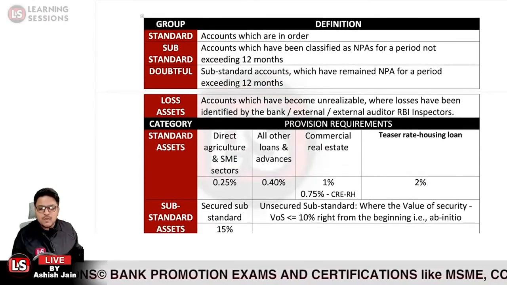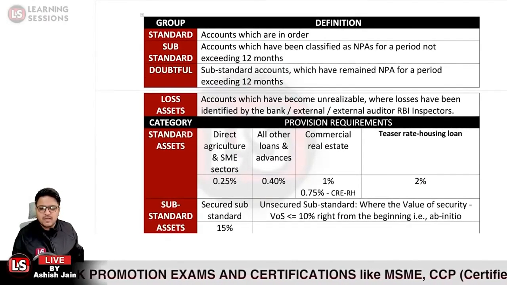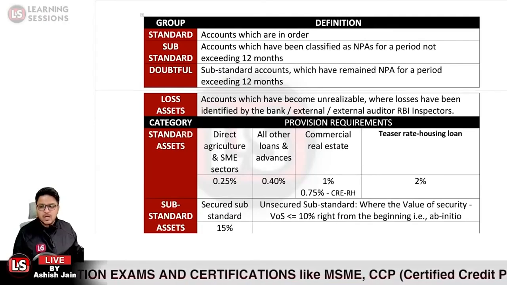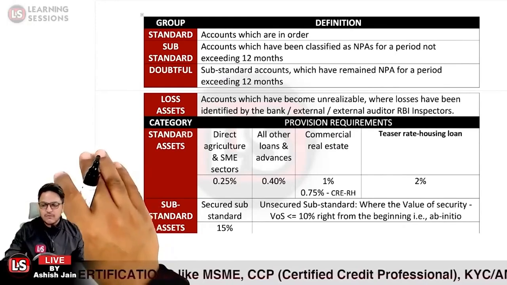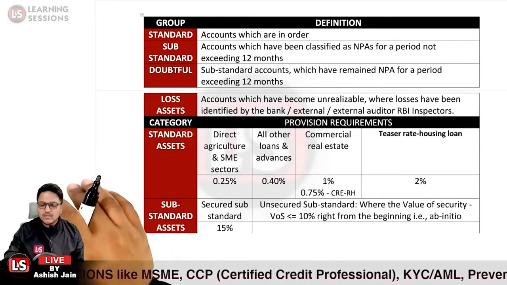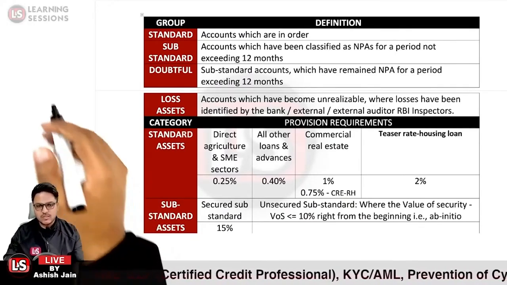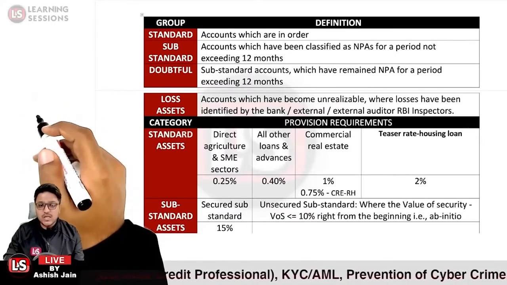Further, it is related to the non-performing asset category. First of all, we will be learning about the substandard asset category. Whenever a provision is to be created for the substandard asset category, first of all we need to understand what is a secured advance and what is an unsecured advance.